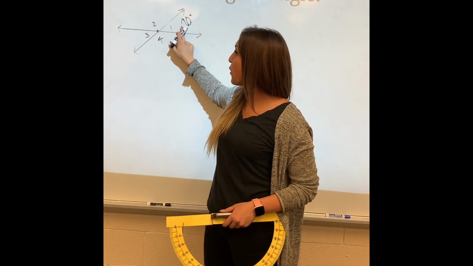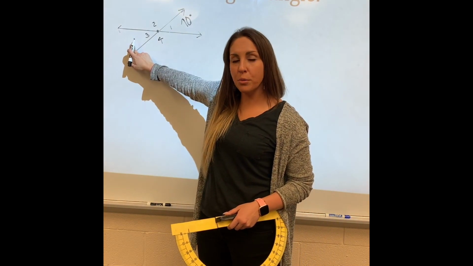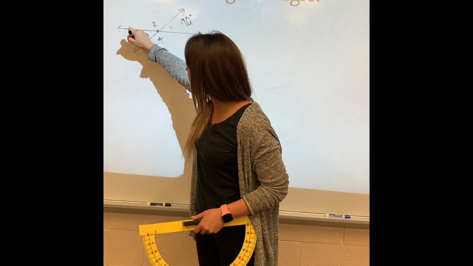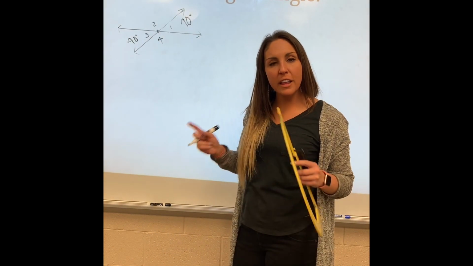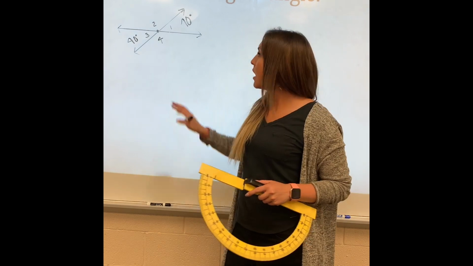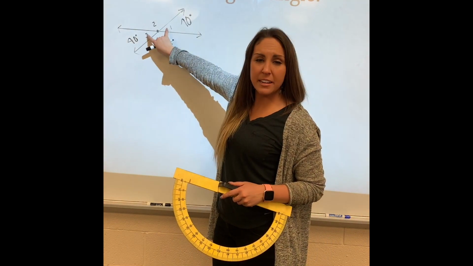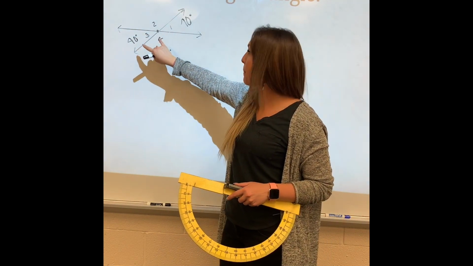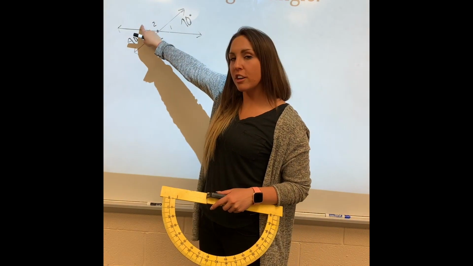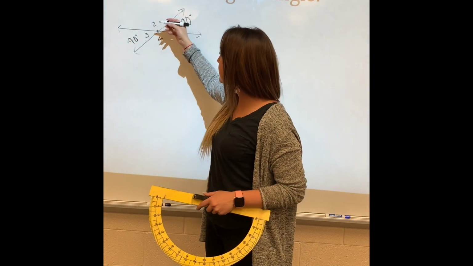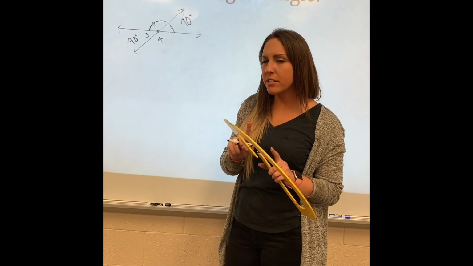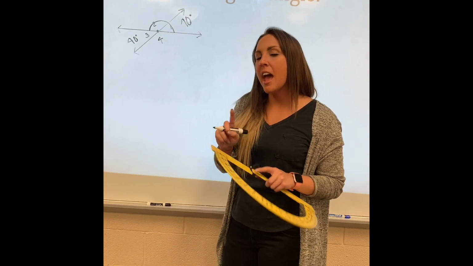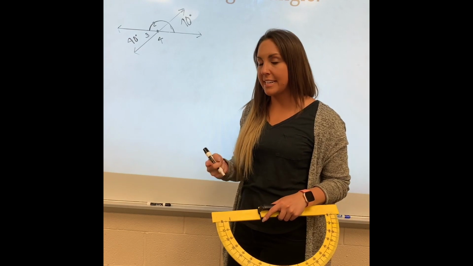If this angle is 40 degrees, that means that angle 3 is also 40 degrees. We call those vertical angles. We'll get into that later. But these two angles are opposite of each other and they're also the same. So if I wanted to figure out what angle 2 was, well, I know that angle 1 and angle 2, together they form a straight line, and straight lines are 180 degrees.